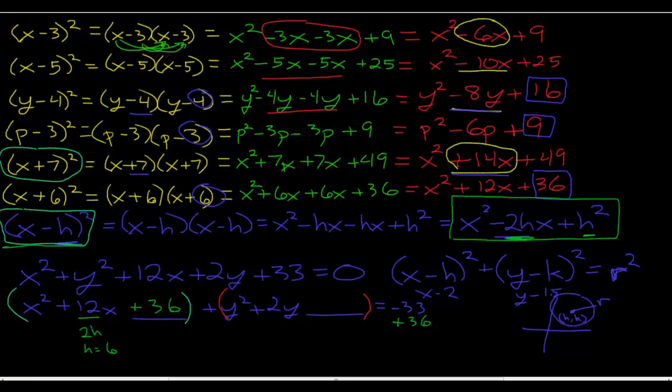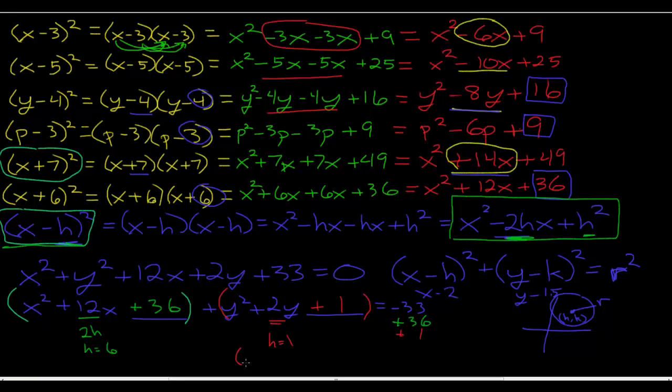Okay, we can do the same thing with the second piece. In this case, what is our h? Well, h is 1. And then 1 squared is just 1. And since we added on the left, we have to add it on the right. And now, look at what you have. x squared plus 12x plus 36, y squared plus 2y plus 1. So this is a perfect square. This is a perfect square.